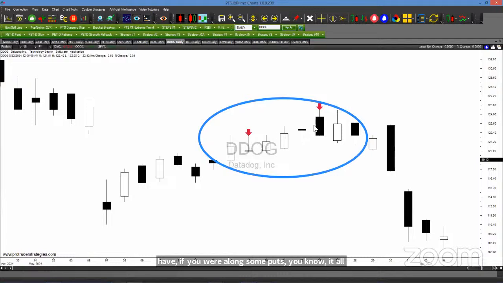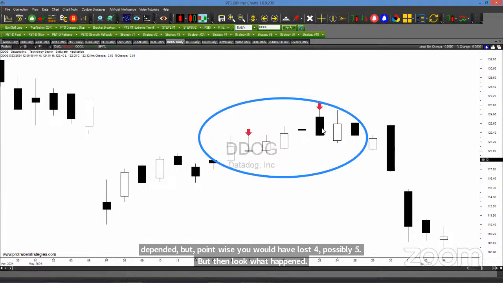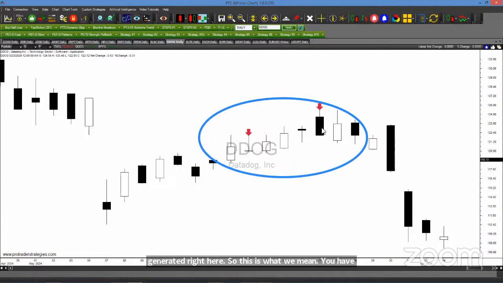But then look what happened. This is what we mean by consistent. A second signal was generated right here. So this is what we mean. You have to get back in. So many traders like to play the victim game and say, oh, I'm not going to take another signal. I know this one won't work. You only say that when you have a method that's not consistent, that doesn't produce a lot of consecutive winners.